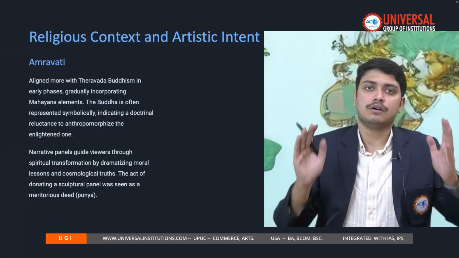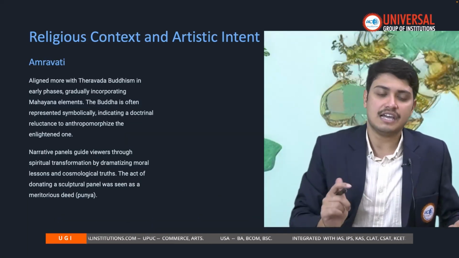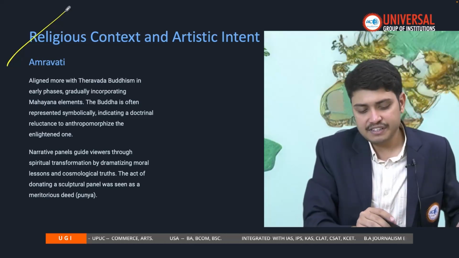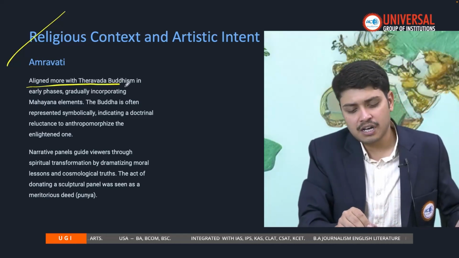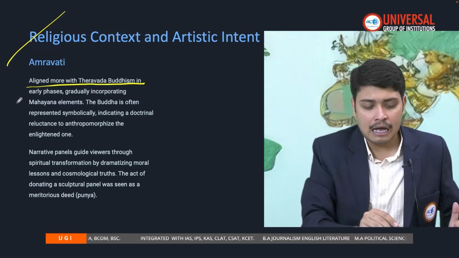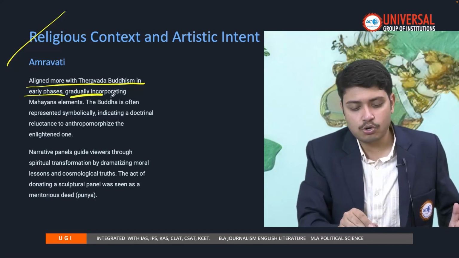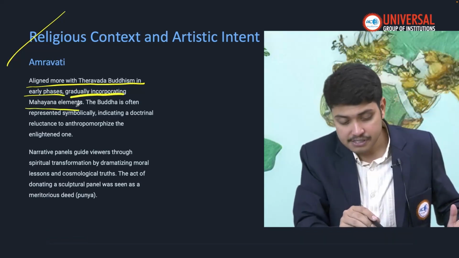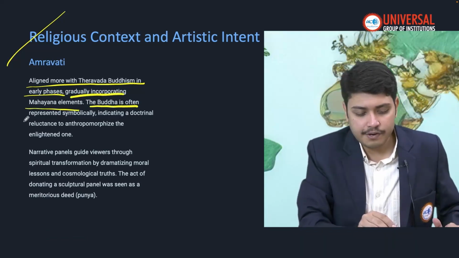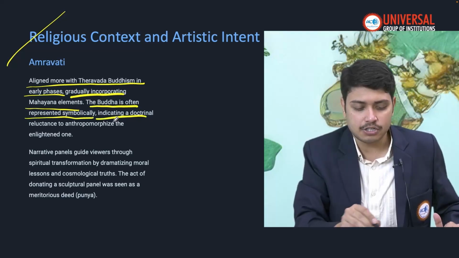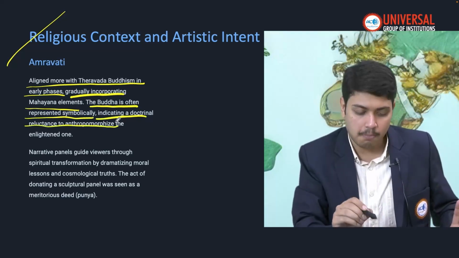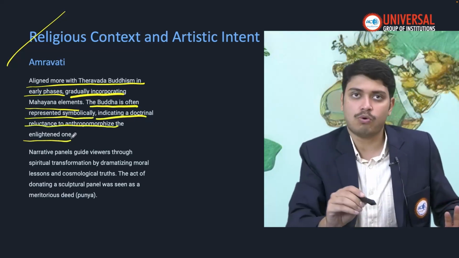Now let's come to the religious context and artistic intent. Amaravati School of Art aligned more with Theravada Buddhism in early phases, gradually incorporating Mahayana elements. The Buddha is often represented symbolically, indicating a doctrinal reluctance to anthropomorphize the enlightened one.